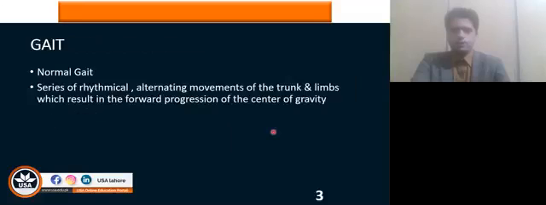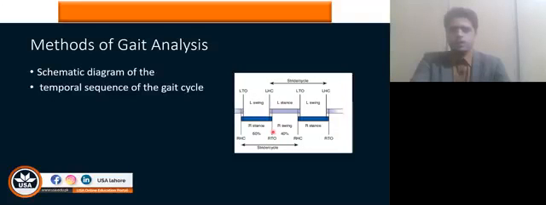So if you remember what I've told you, what a normal gait was, an alternating movement of trunk and limb, it is actually composed of stance phase and swing phase. We will discuss them in the next slide. You have to just remember that the stance phase is 60% and the swing phase is 40% of the gait. So that was one method of analyzing the gait, which I am trying to describe to you.